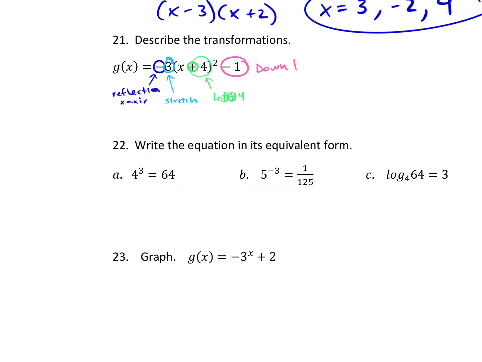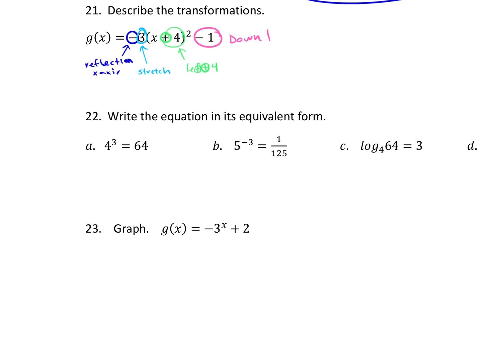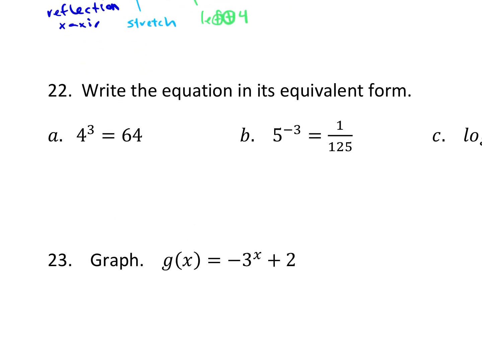22, write the equation in its equivalent form. This is asking us to go either from exponential to log or from log to exponential. Since it starts in exponential here, we're going to rewrite it in log form. So I start with log. Whatever has the exponent, that's my base. The other two numbers switch position. So log base 4 of 64 is equal to 3.